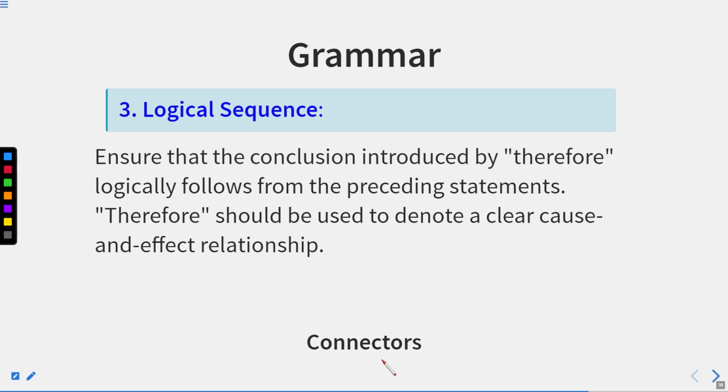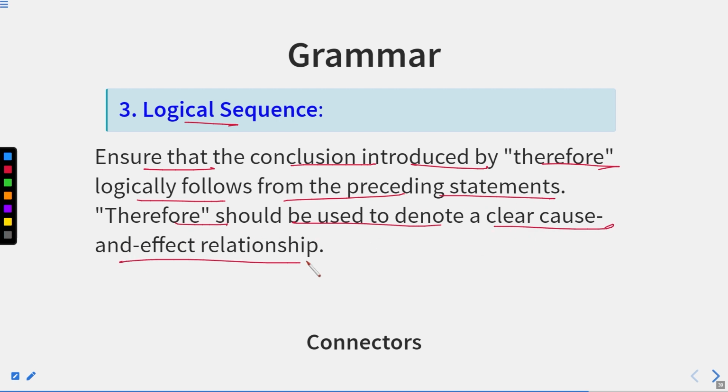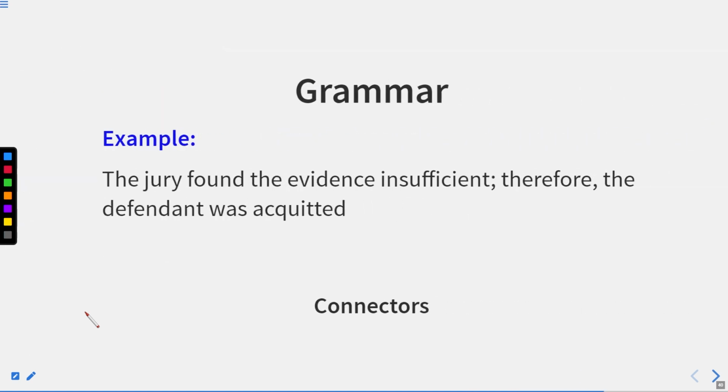Logical sequence. Ensure that the conclusion introduced by therefore logically follows the preceding statements. For example, therefore should be used to denote a clear cause and effect relationship. Now, whatever sentence you are writing, you must be aware of what is the reason and what is the result of that, so that you can place the word therefore in that particular sentence carefully. It should not be mismatched.